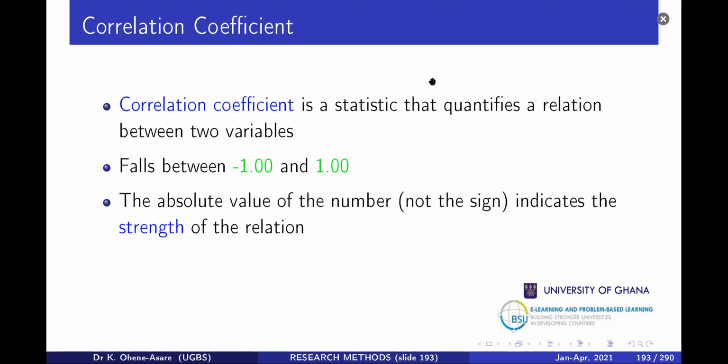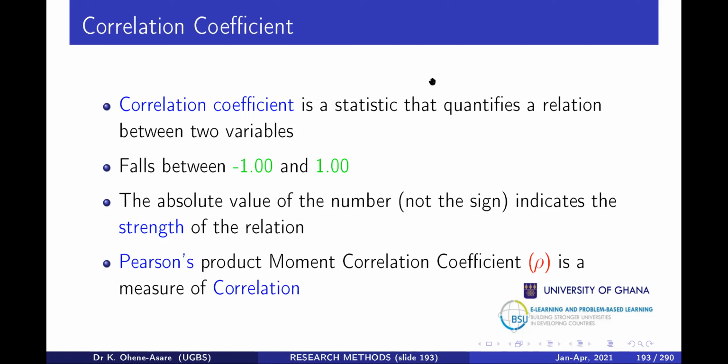But normally, in order to judge the strength, don't focus on the sign. Don't focus on the sign. So, you can have a Pearson's product moment correlation coefficient of negative 0.9, and another of 0.8. Which one is showing a stronger relationship? It is the one that is negative 0.9. It's not the one that is positive 0.8. So the negative doesn't make it bad. It just shows that the relationship is negative.